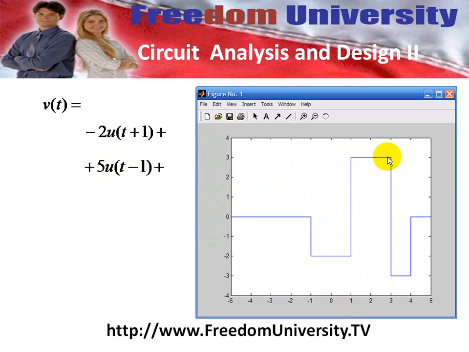Okay, then we start at 3, and then we go down all the way to negative 3. So we went down 6 units at time t equal to 3. And then at time t equal 4, we went up 3 units. And that leads us back to 0 again. So here we went up 3 at time t equal to 4. So this mathematical expression here describes this arbitrary function.